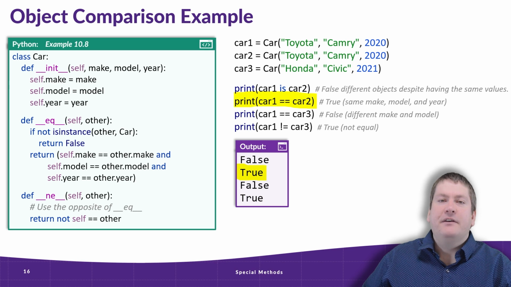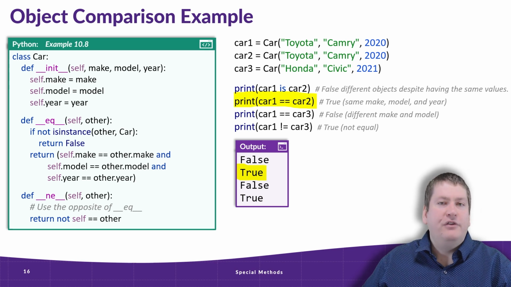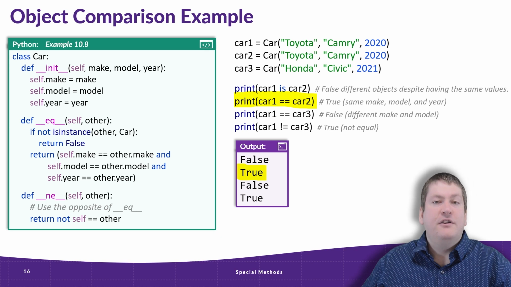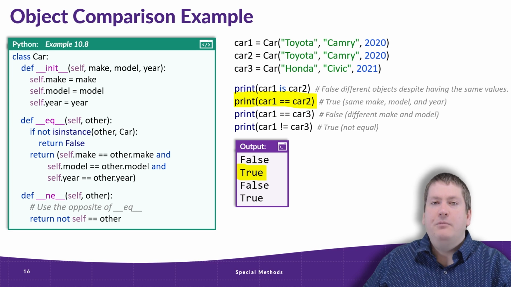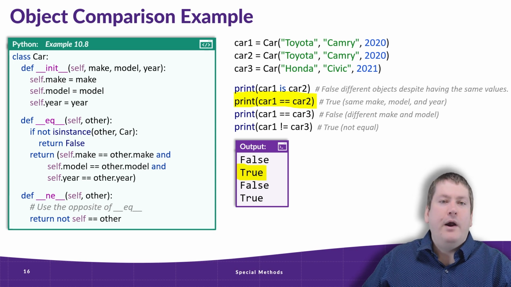But what it did have effect on is the equals operation. So this is checking if car1 is equal to car2. Before it was returning false because it defaults to the same thing that is does. Check if they're the same objects in the computer's memory. But in this case, we define the equals special method, which overrides that behavior. So now it's going to follow our method, which checks to see if the make, model, and year are the same, and they're both car objects. In this case, they are, so it's going to return true.